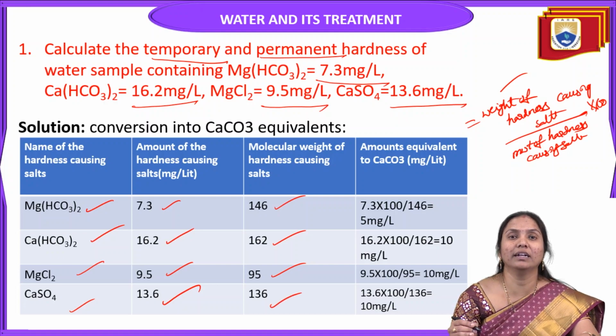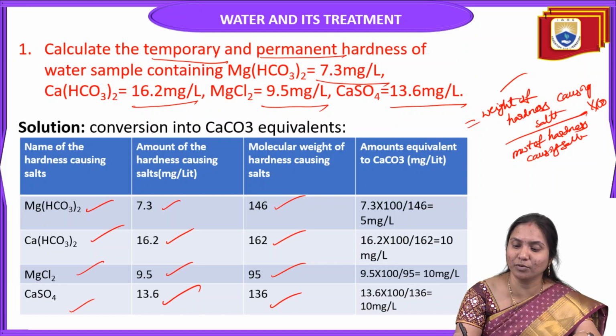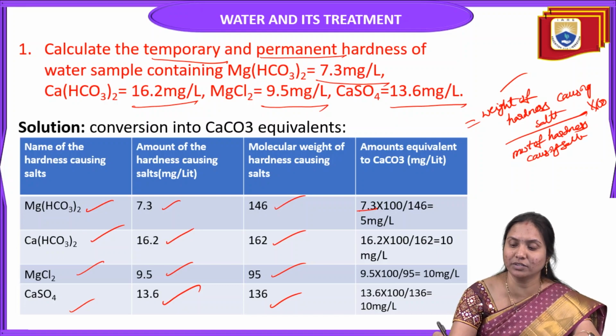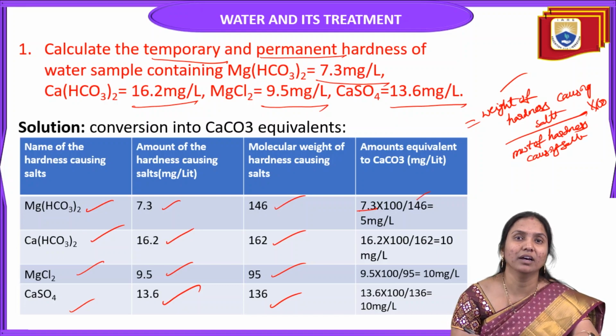Now you can calculate the equivalent to CaCO3 by using this formula: weight of hardness causing salt by molecular weight of hardness causing salt into 100. The weight of magnesium bicarbonate is 7.3 by molecular weight of magnesium bicarbonate 146 by 100. So 7.3 by 146 into 100 is equal to 5 milligram per liter.